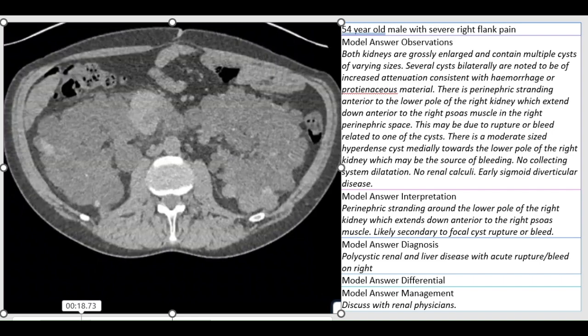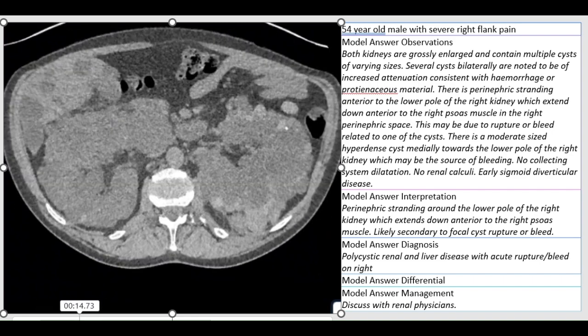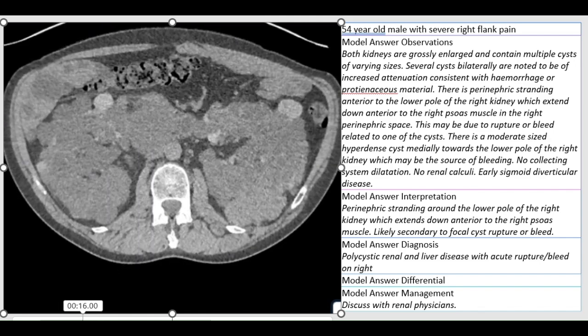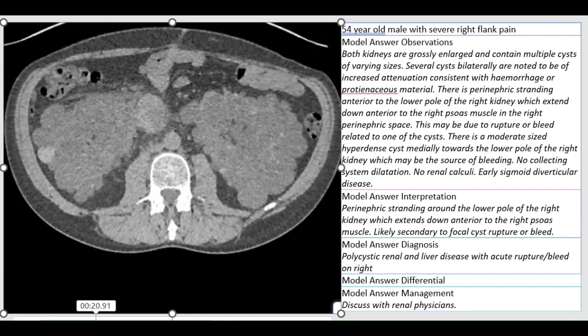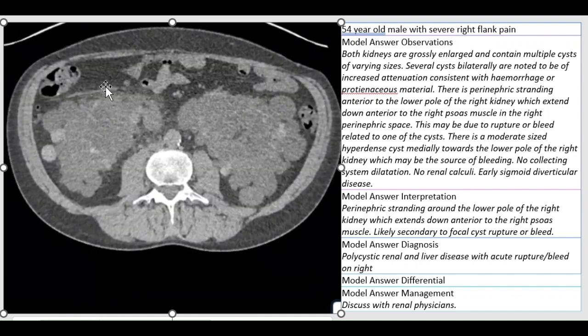Look at the perinephric fat. Try to look for perinephric fat stranding, as you can see here. The perinephric fat stranding started here in the anterior aspect of the perinephric space, seen anterior to the lower pole of the right kidney. This is the lower pole of the right kidney.